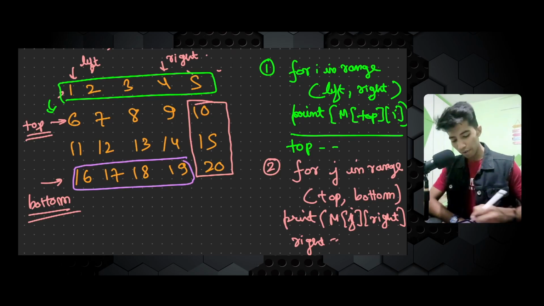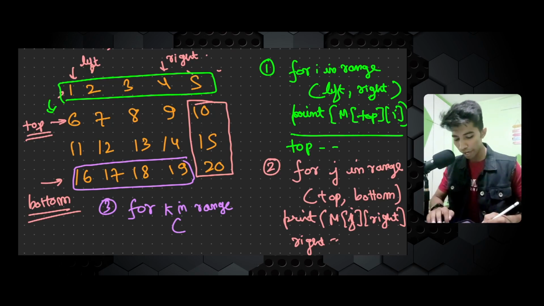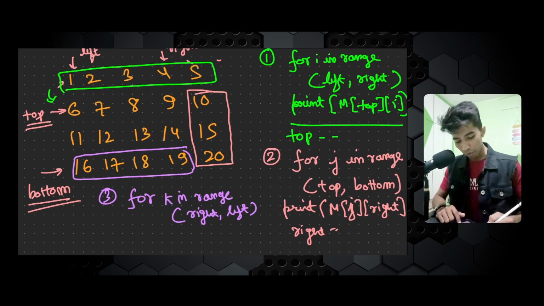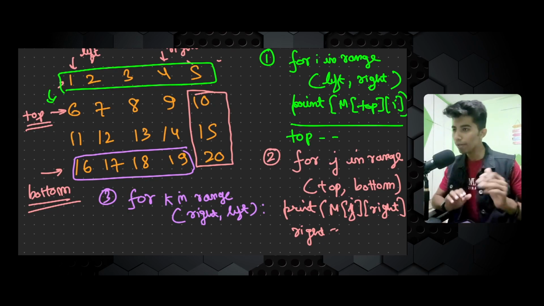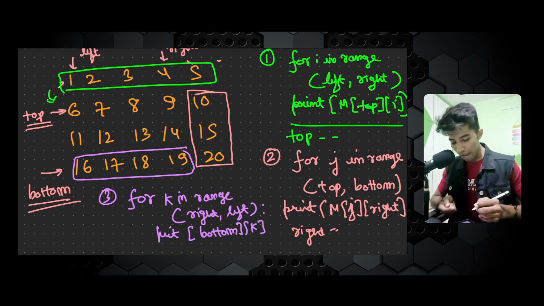So where to where will my for loop be running here? Now for k in range, where to where? From right to left it will be running. From right to left we want to run this now. And when it runs from right to left, remember one thing, your bottom is over here. Now our bottom is the constant one. So like this it will be running.